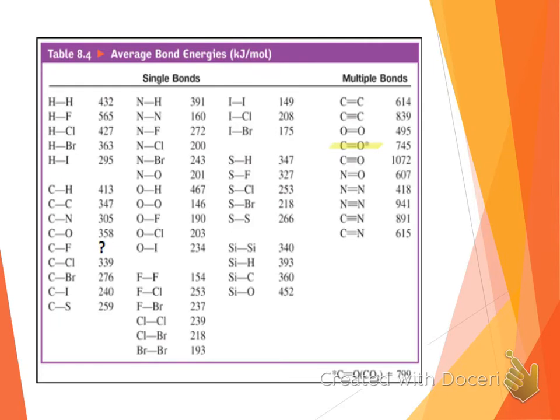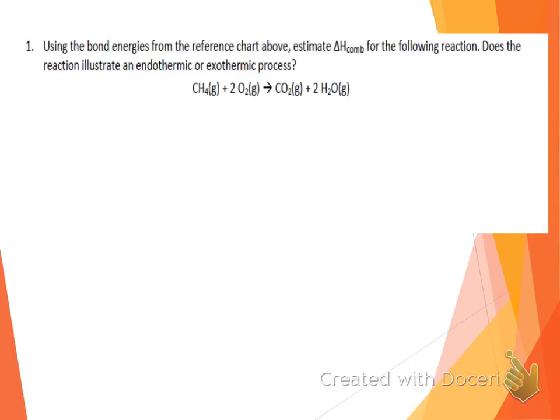Whenever we have that carbon to oxygen double bond, you see that asterisk there. Whenever it's a carbon to oxygen double bond in carbon dioxide, it's actually going to have a different value than any other molecule. In carbon dioxide, that would be 799. So that's what that asterisk is. So let's check out an example of this together.